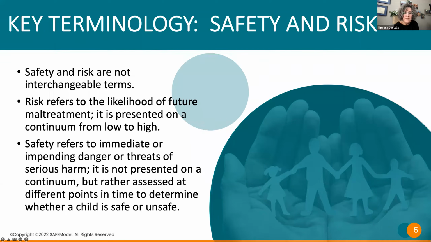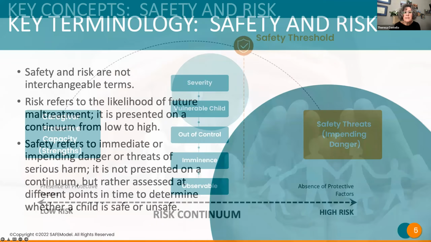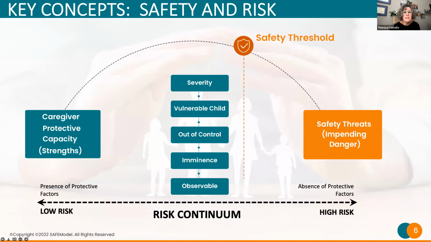When we think about safety and that concept, what we're talking about is immediate or impending danger or threats of serious harm. And when we assess for safety, we don't assess for it on a continuum, but we assess for it at particular points in time with our exact purpose of trying to determine whether a child is safe or unsafe. On a slide, key concepts, safety and risk, a graphic of a risk continuum from low to high.